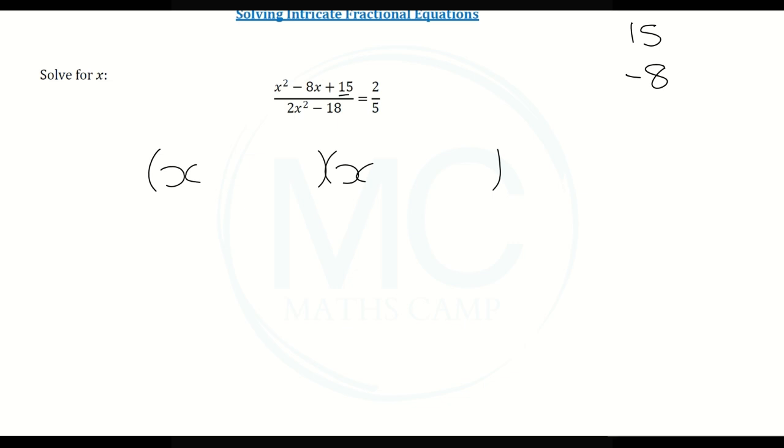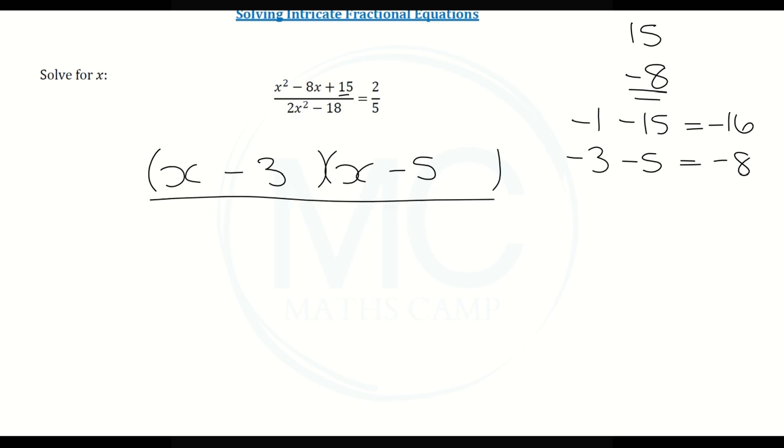So we need to find factors of 15 that when added together give us -8. 15 is positive, but 8 is negative, which means both factors will be negative. Let's look at 15 divided by -1, and we get -15. -1 minus 15 is -16. 15 divided by -3 gives us -5. -3 minus 5 is -8. It's the number over here. So let's fill in our brackets, and we've got x minus 3 and x minus 5. Put in our fractional line.